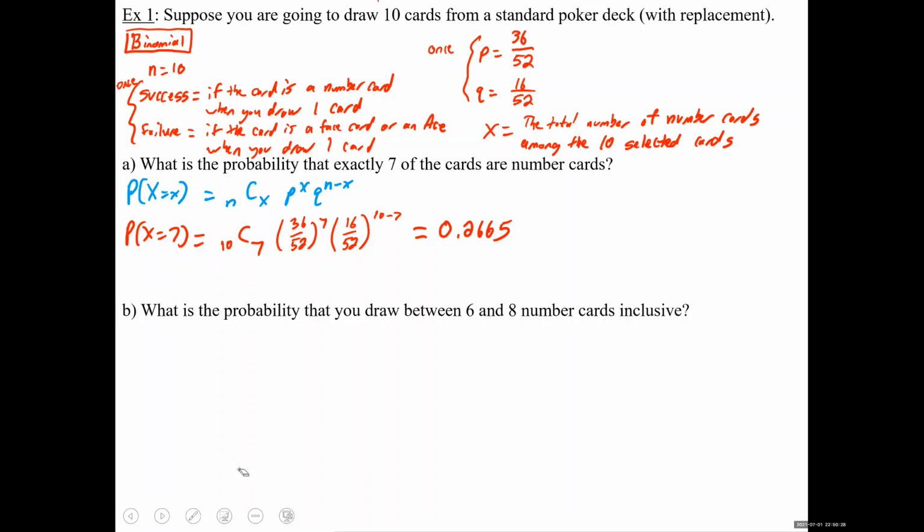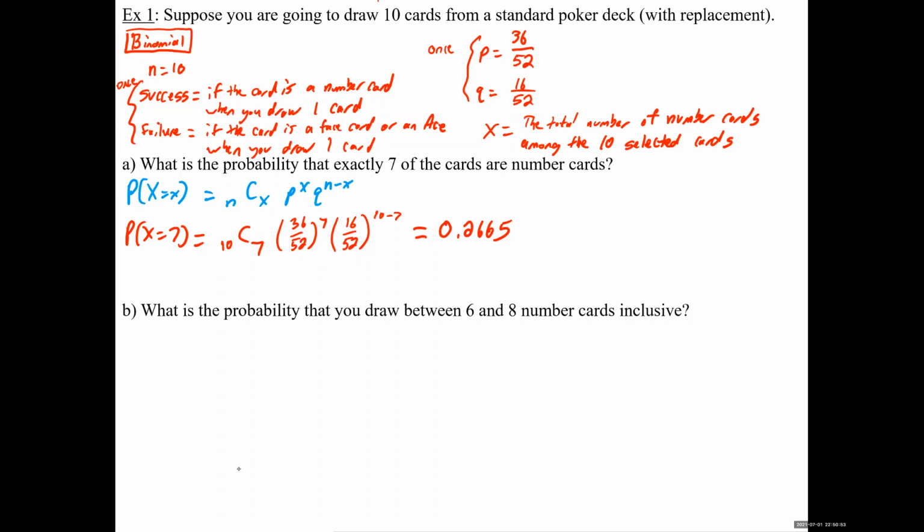What is the probability that you draw between 6 and 8 number cards inclusive? Okay, so to do this one, see, part A and part B, how are they different? In part A, I just said exactly this many number cards. There was just one answer there. 7 number cards, and that's it. This time, I'm giving you more than one possibility here.